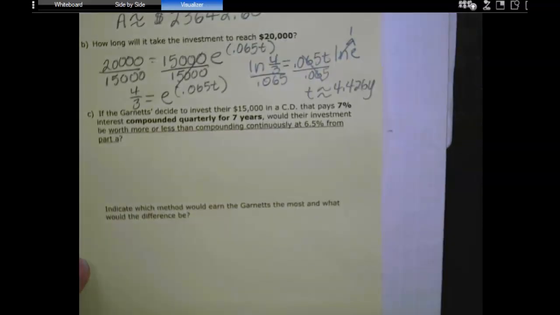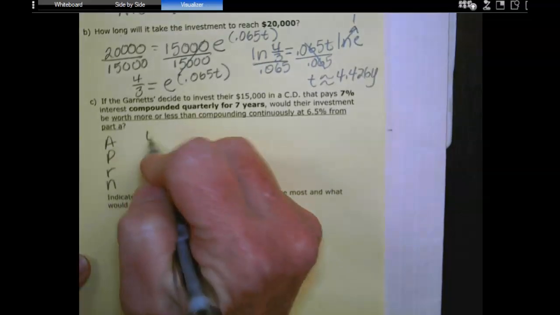Okay. For part C, what's different about C, guys? What's different? So this one is what we did yesterday. So we need A, P, R, n, and t.